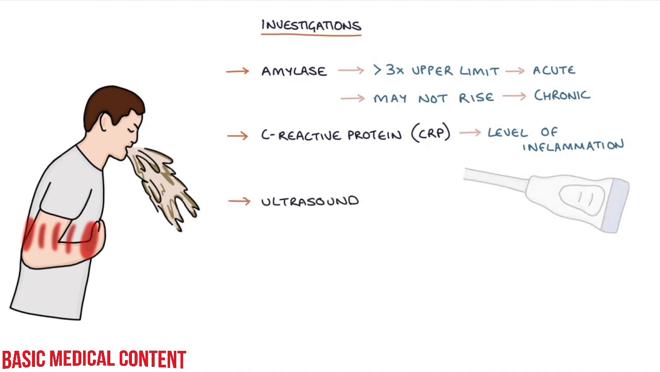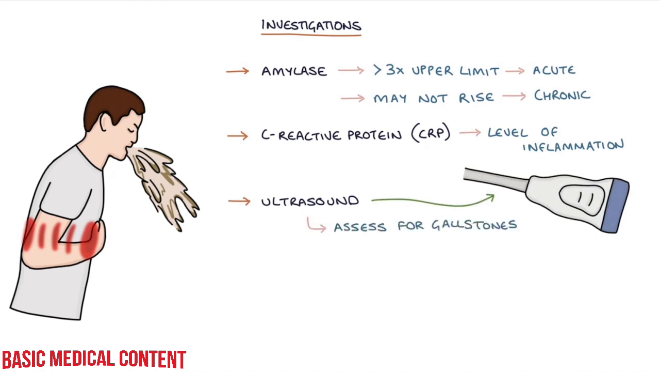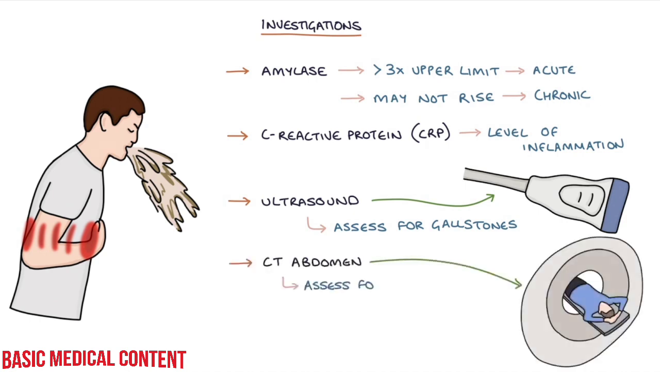An ultrasound scan is the initial investigation of choice for assessing for gallstones in patients with suspected gallstones pancreatitis. However, it's not very useful for visualizing the pancreatitis itself. A CT of the abdomen can assess for complications of pancreatitis, such as necrosis, abscesses, and fluid collections. It's not usually required unless complications are suspected, for example, the patient is becoming more unwell.